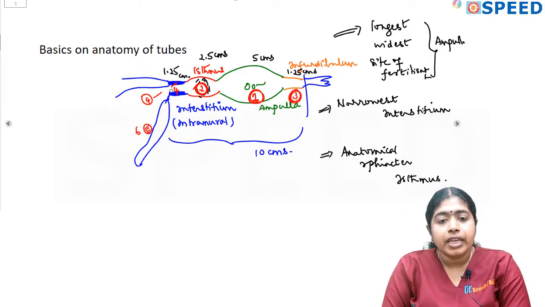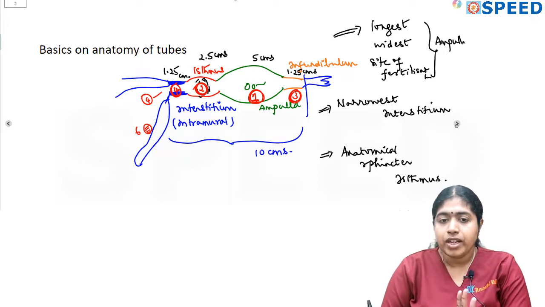I am talking of in the tube. Okay. In the tube, the most common site of ectopic is the ampulla. Second most common site of ectopic is the interstitium. The third most common site of ectopic is the infundibulum. And the least common site of ectopic is the intramural part or the interstitium. Is that clear? Okay.